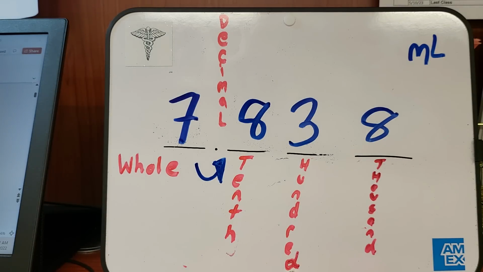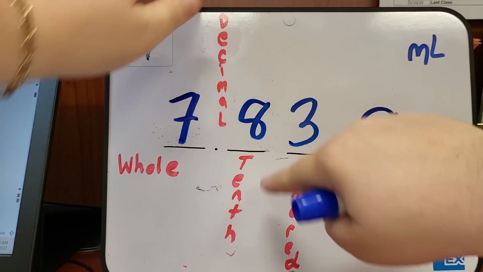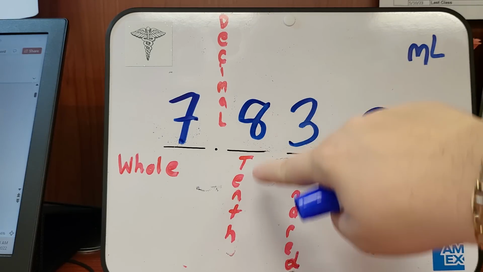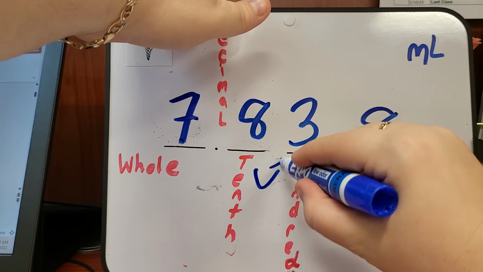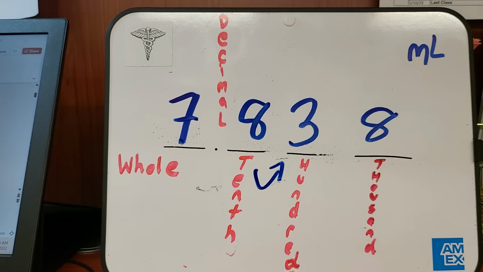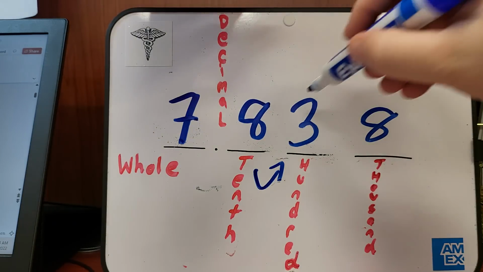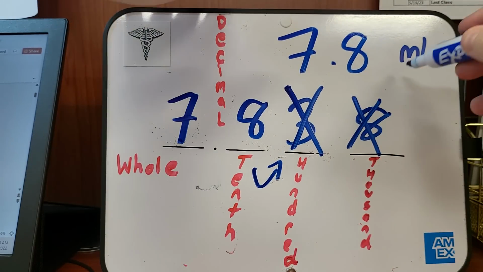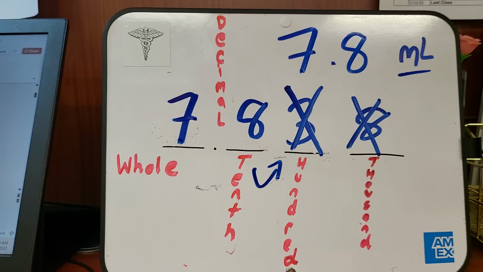Don't panic. So here's the question I have for you. How can we round 7.838 to the nearest tenth? Well, yes, we can. We want to look at this area. If we need to round to the nearest tenth, we know we're working in this unit, the tenth spot, and we need to look at our friend, the hundredths spot. Is it 5 or greater? No, it's not. This goes away, this goes away. Your answer is 7.8, and then you leave your mLs. That's fine. Okay?